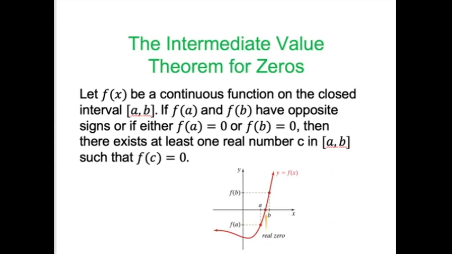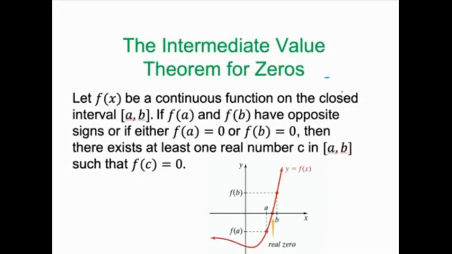Let's look at a special application of the intermediate value theorem, the intermediate value theorem for zeros. We let f of x be a continuous function on the closed interval [a, b]. If f of a and f of b have opposite signs, or if either f of a equals 0 or f of b equals 0, then there exists at least one real number c in the closed interval [a, b] such that f of c equals 0. And you can see a nice visual of it here.